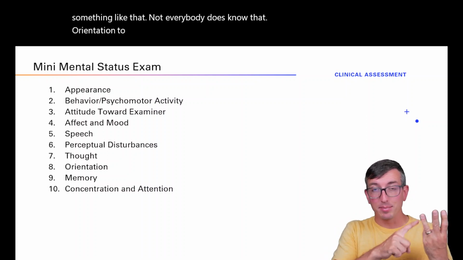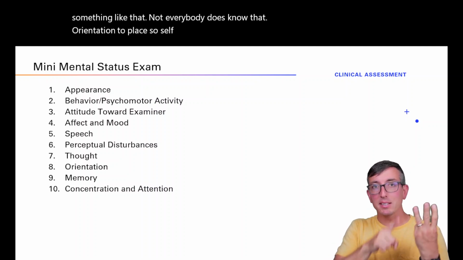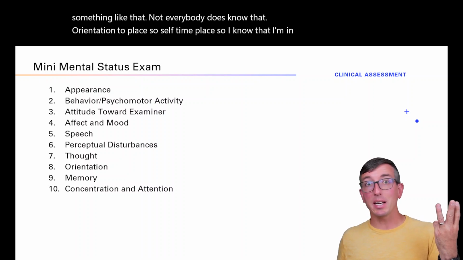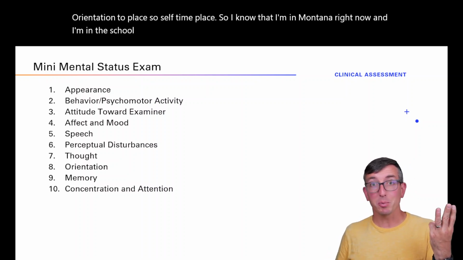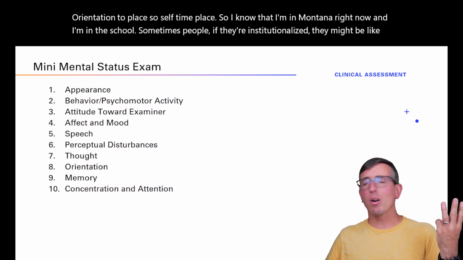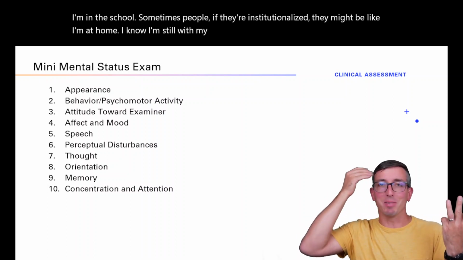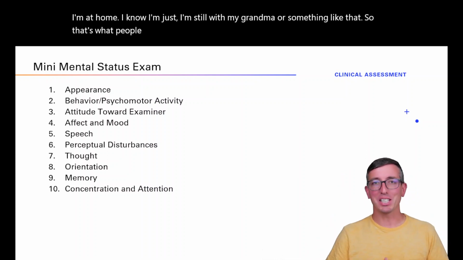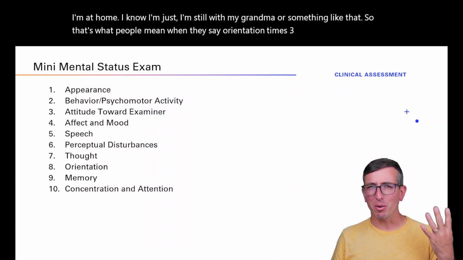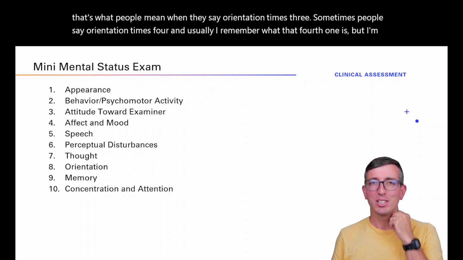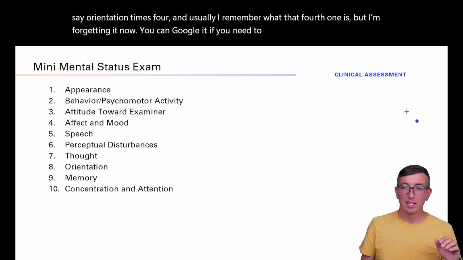Orientation to place. So self, time, place. I know that I'm in Montana right now and I'm in the school. Sometimes people, if they're institutionalized, might say, I'm at home, I'm still with my grandma or something like that. So that's what people mean when they say orientation times 3. Sometimes people say orientation times 4, and usually I remember what that fourth one is, but I'm forgetting it now. You can Google it if you need to.